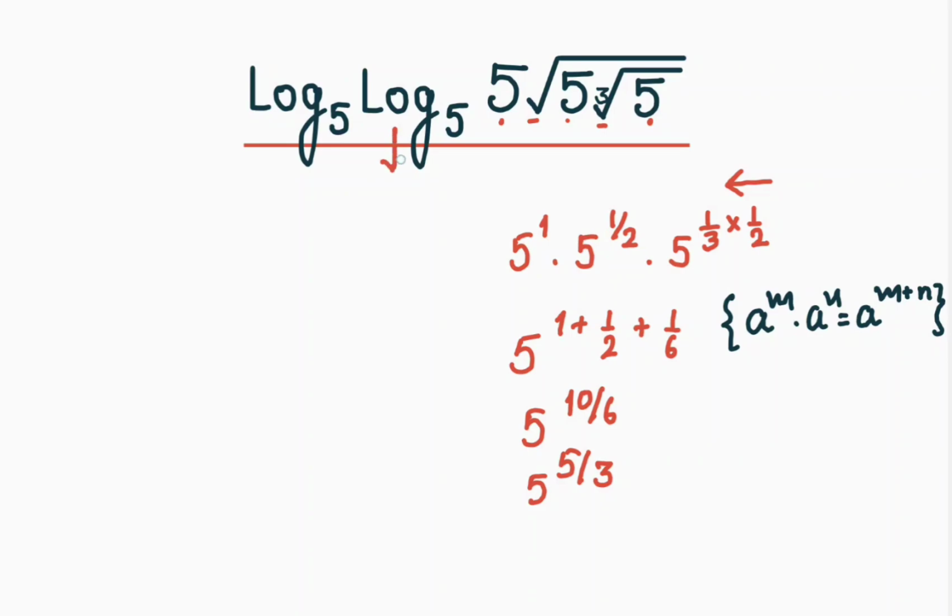Now moving leftwards, you get this log. This power value will come down and log of 5 to the base 5 will be 1. So this becomes 5 by 3.